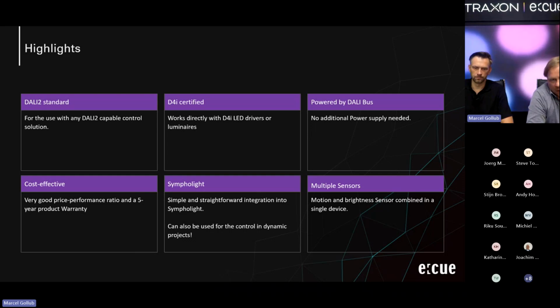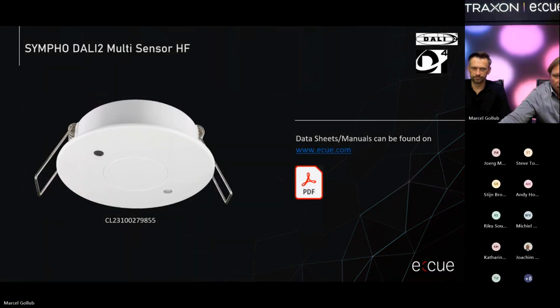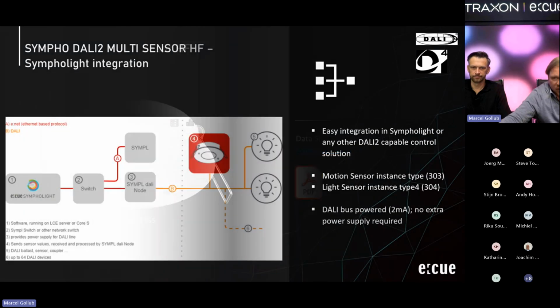Here also: DALI 2 standard, D4I certified, no power supply needed, cost-effective solution. So please inform yourself and get pricing. Easy installation to Sympholight. I think we will skip this for now because the implementation is quite similar to the peer sensor. And also here, like for all products shown before, all data sheets and manuals can be found on our webpage.